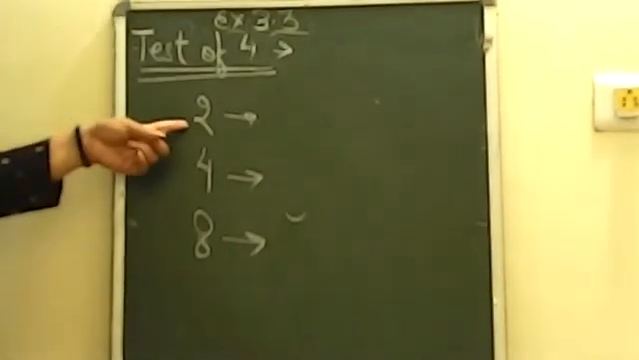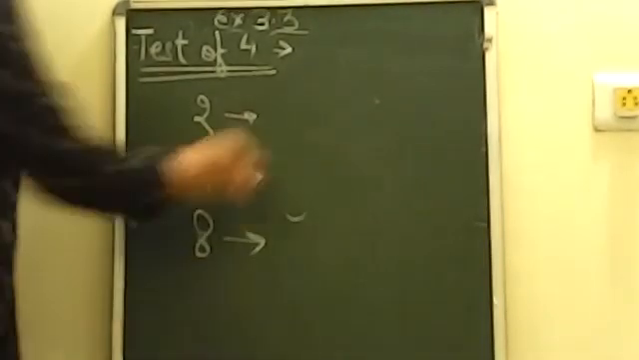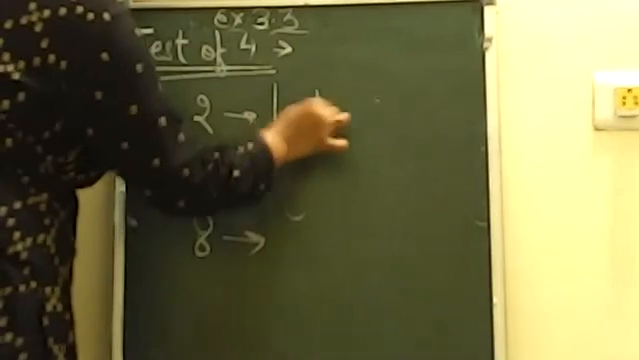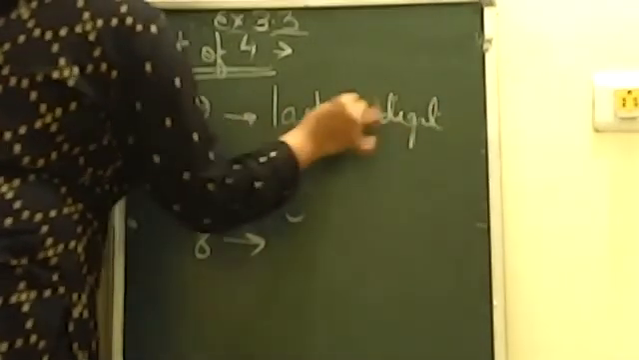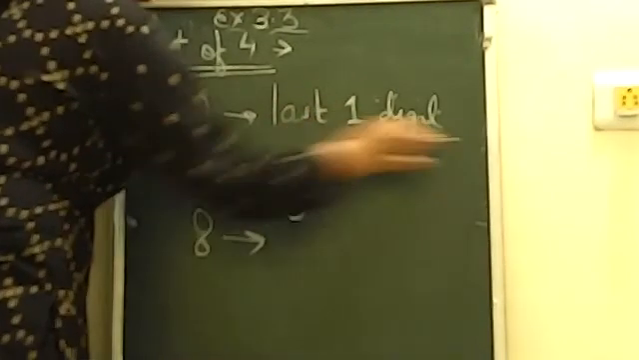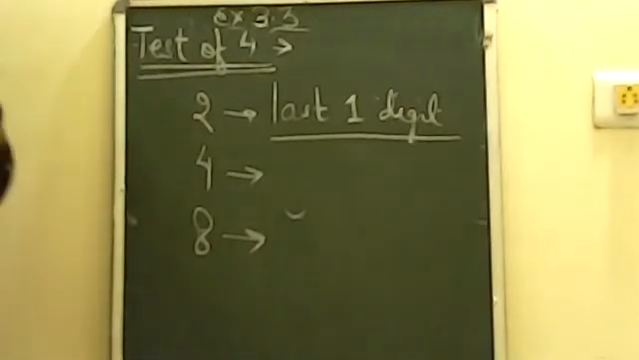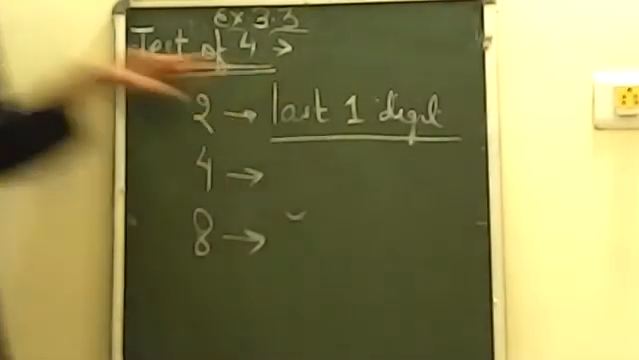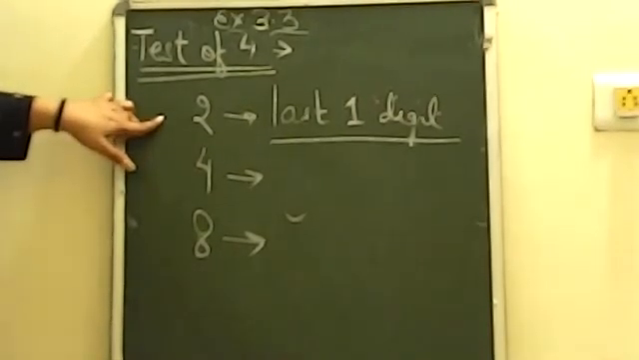When you completed the divisibility test of 2, you only checked the last one digit. I told you that if the last digit in a number is 0, 2, 4, 6 or 8, that is, if it is divisible by 2, then the number is divisible by 2 completely. This is the rule which we have already studied.